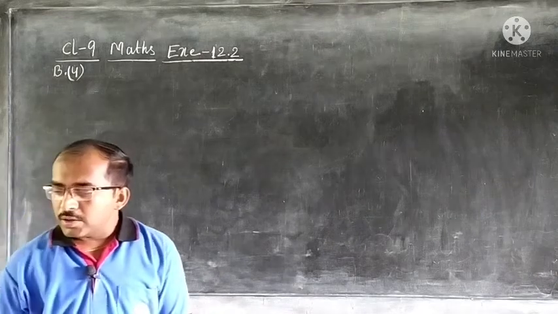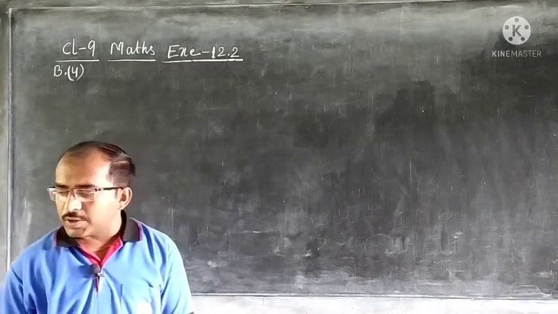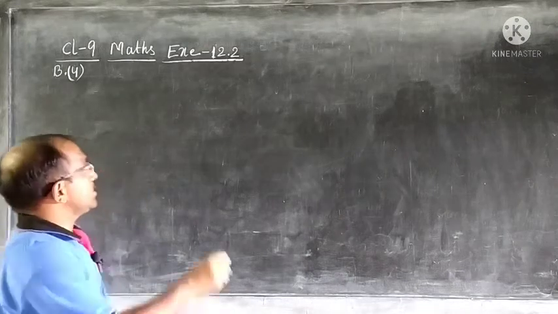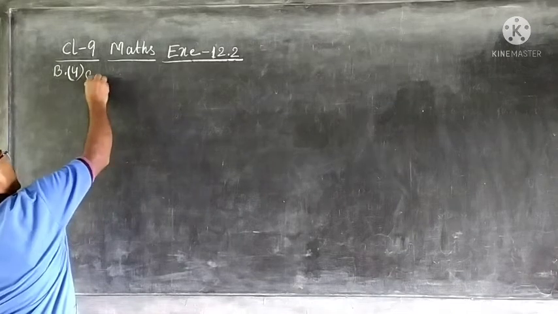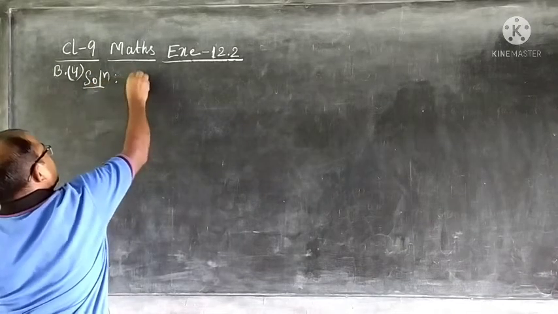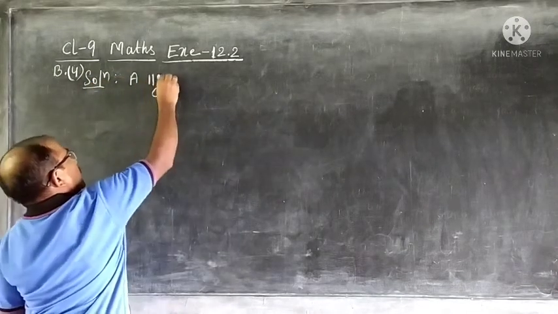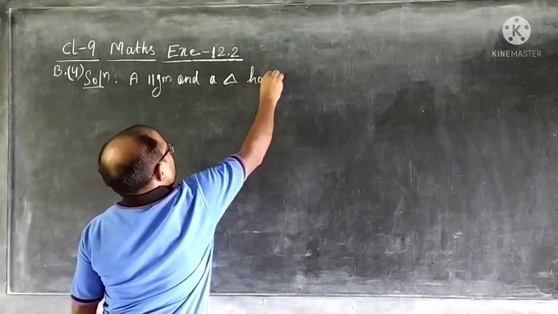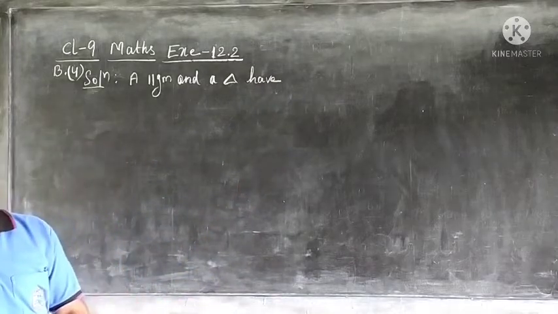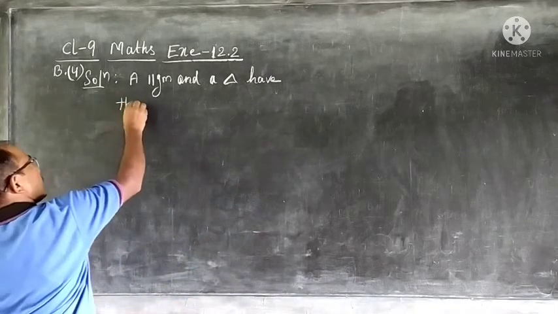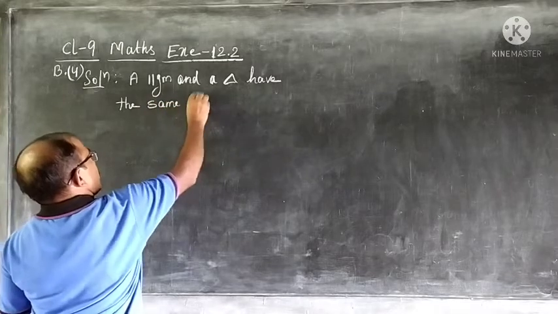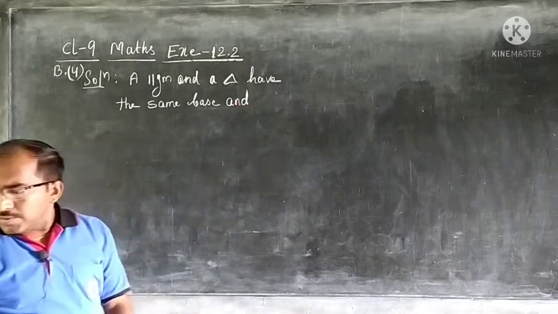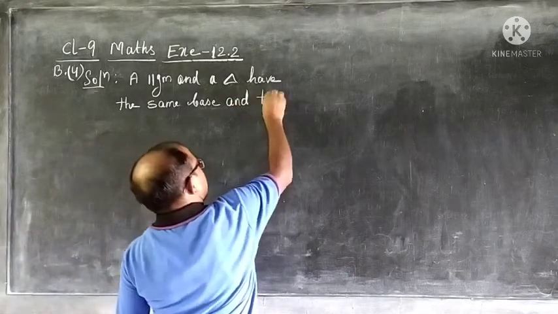Let us start. The question is here: a triangle and a parallelogram have the same base and the same area. The condition is here: a parallelogram and a triangle have the same base and the same area.